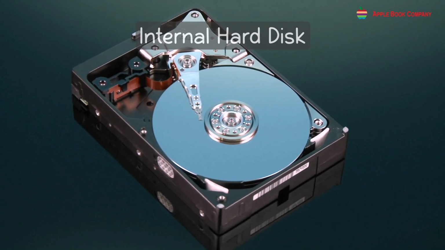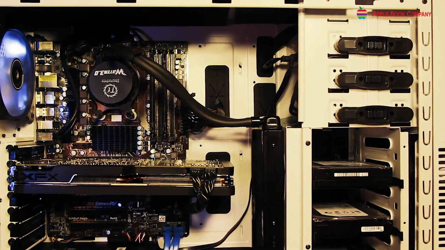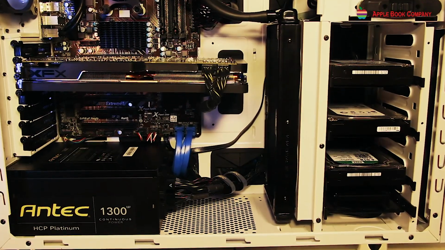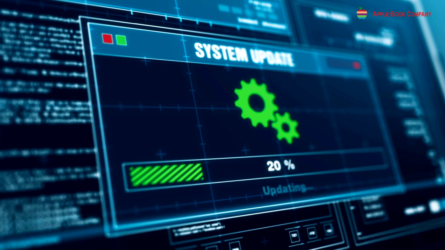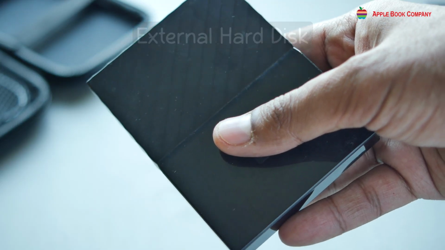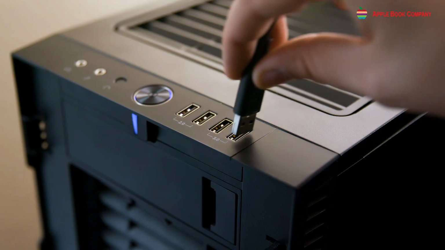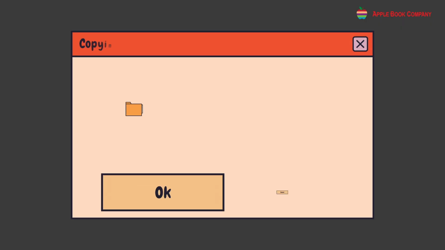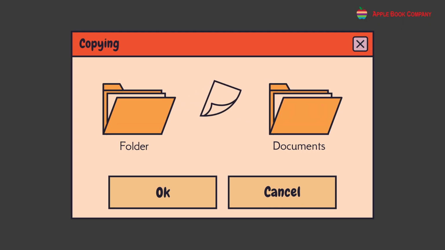Internal hard disk. This is located inside the CPU box and acts as the computer's main storage. It holds everything from the operating system to the installed software. External hard disk. This is a portable hard disk. It connects to the computer via USB port. It is used for extra storage or backup.